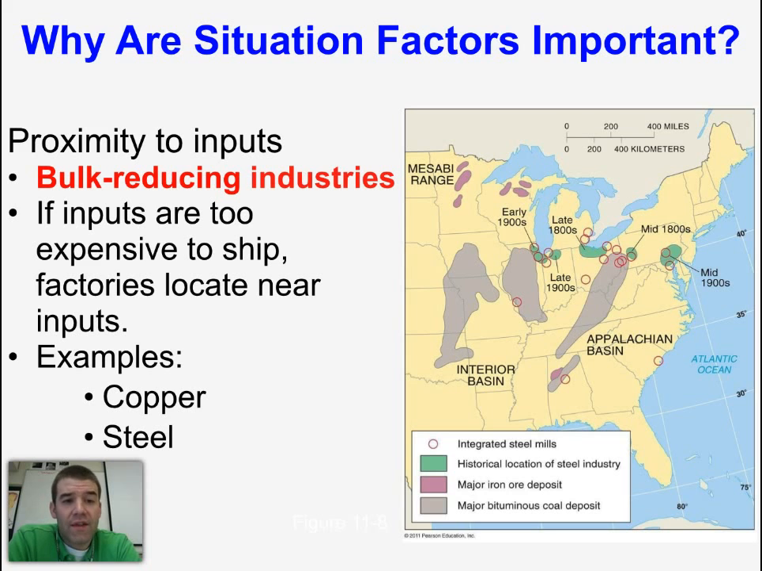So looking at the idea of a bulk reducing industry, we're just looking at something that is too heavy to actually transport before going through the manufacturing process. And so some of the weight or the bulk is lost in the process, making it a little more efficient or cost effective to ship to market when it's completed.